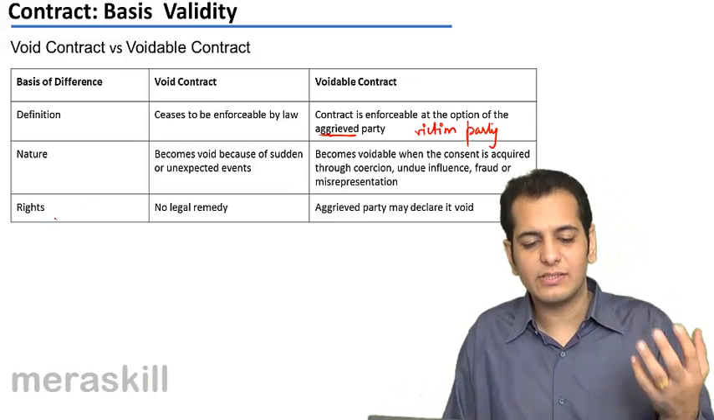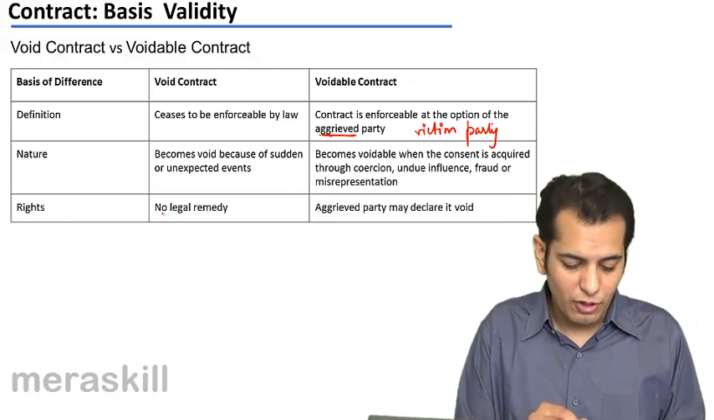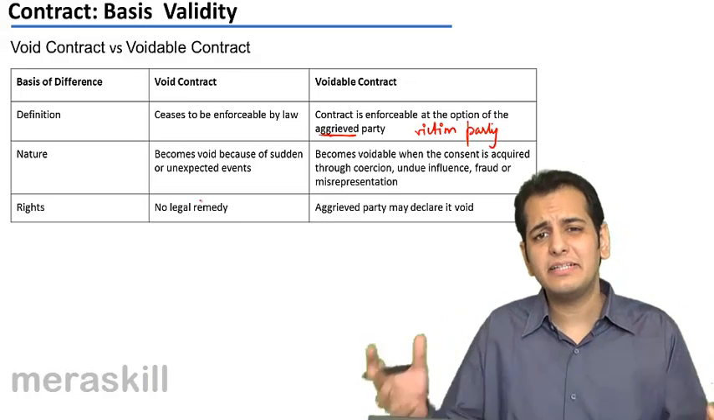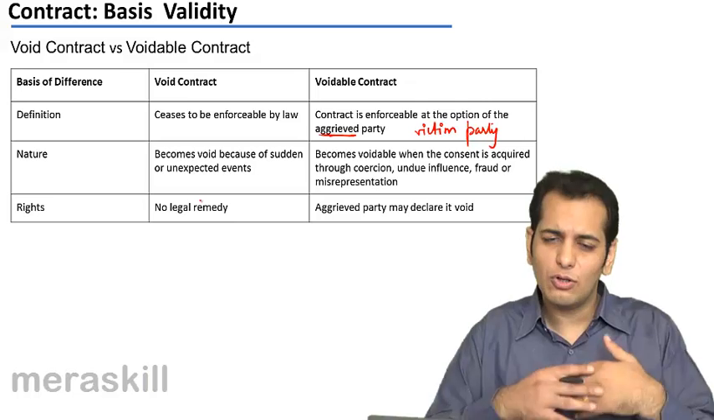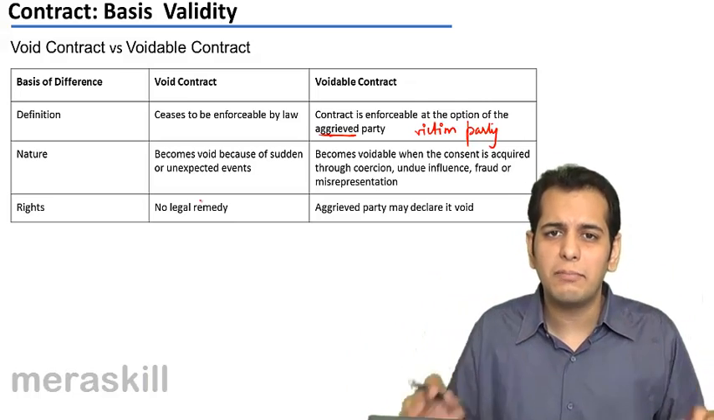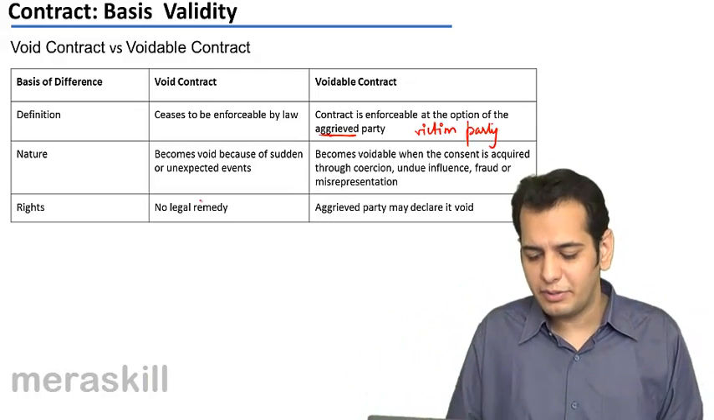What are the rights here? What are the rights of the parties? If the contract becomes void, law will not support it. So you do not have any legal remedy. You cannot go to the court of law because the law itself is saying that I'll not enforce, I'll not support, I'll not back this contract. So you do not have any legal remedy.